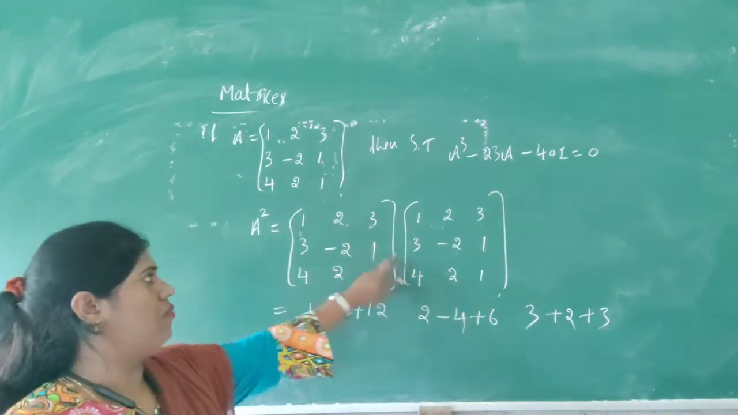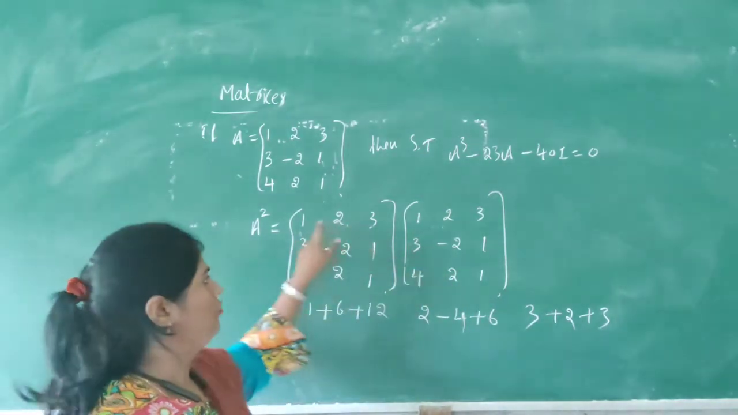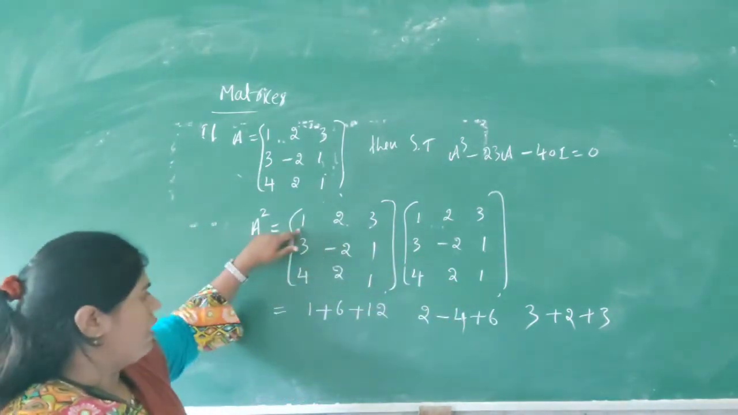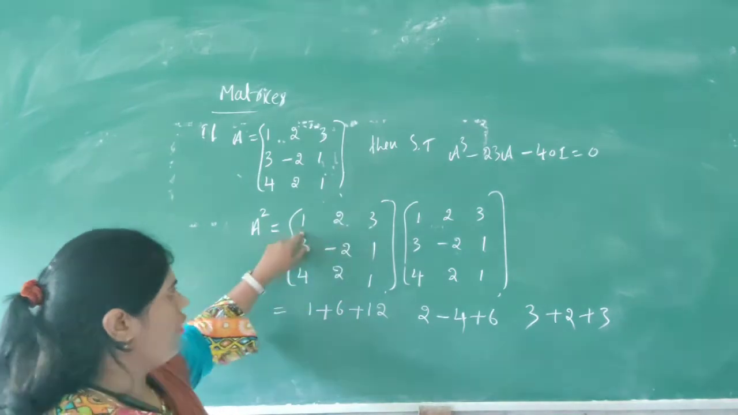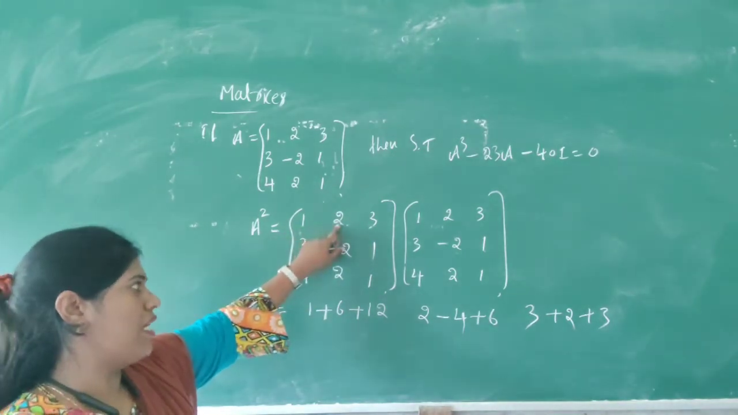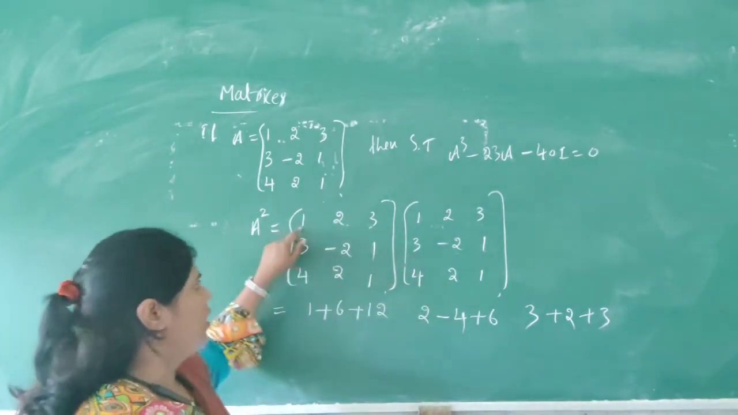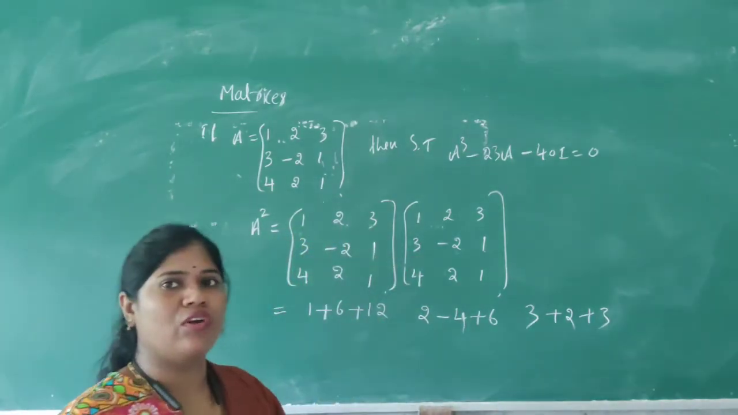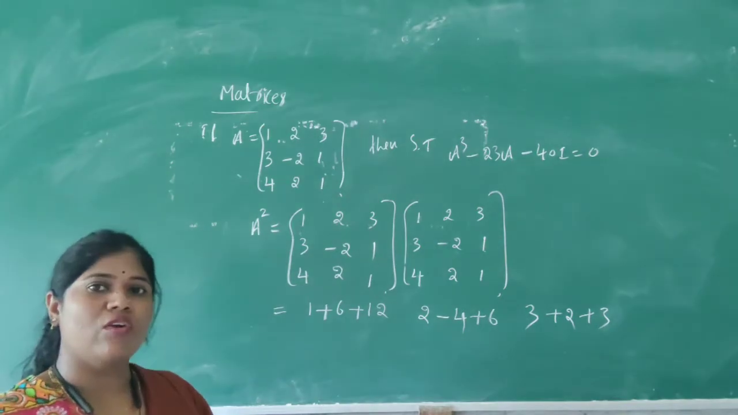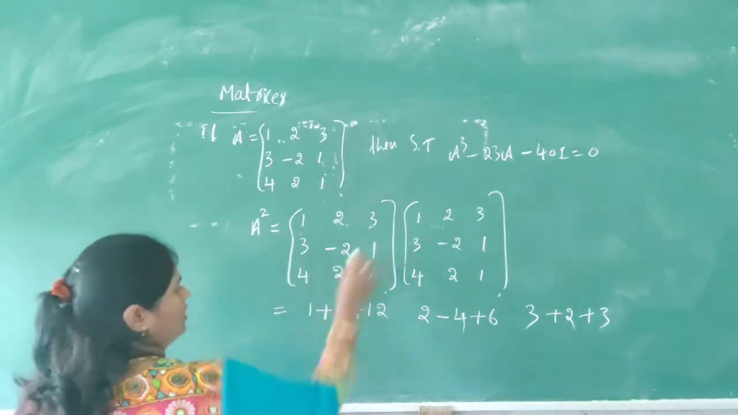First row, first column. First row, second column. First row, third column. 1 1 is a 1, 2 3 is a 6, 3 4 is a 12. 1 2 is a 2, 2 2 is a minus 4, 3 2 is a 6. 1 3 is a 3, 2 1 is a 2, 3 1 is a 3. Are you following? Next one is second row, first column. So 3 1 is a 3.